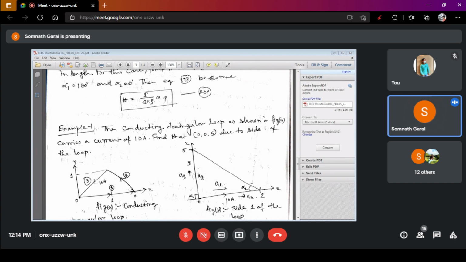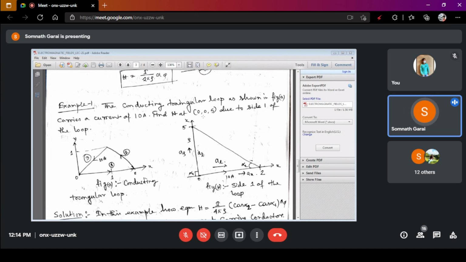Now, according to this implementation of Biot-Savart law, we can solve some numerical problems. Now, I will explain one of the numerical problems regarding this Biot-Savart law.